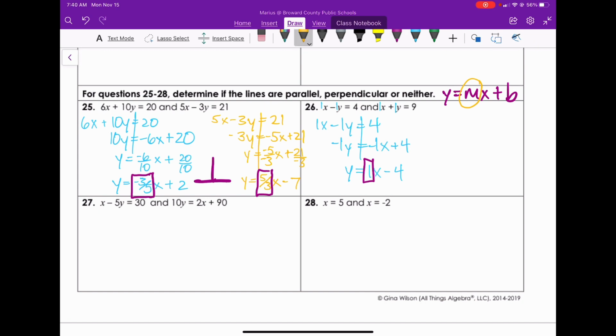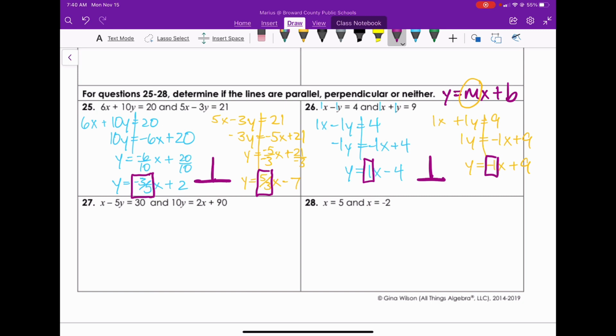The second equation for number 26, which is 1x plus 1y equals positive 9. So when we move the 1x to the other side, it's going to become negative 1x plus 9, right? And then we divide everybody by positive 1, but anything divided by 1 is just itself. So we have y equals negative 1x plus 9. Once again, looking at these two slopes, negative 1 and positive 1 are the only whole number integers that are opposite reciprocals. So because they're opposite reciprocals, once again, they're perpendicular.